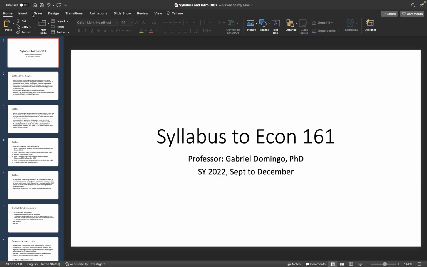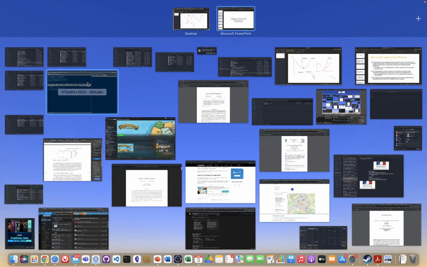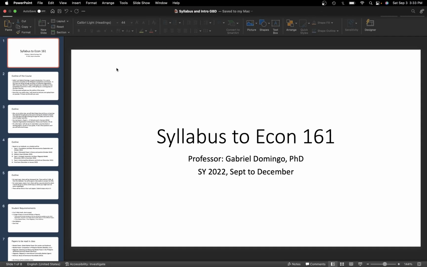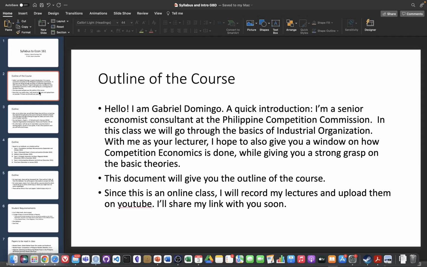A little bit of a description of the course and who I am. I'm a senior economist, consultant at the Philippine Competition Commission. So in class, we'll go through the basics of industrial organization. With me as your lecturer, I hope to also give you a window on how competition economics is done in the Philippines, while giving you a strong grasp on basic theories.